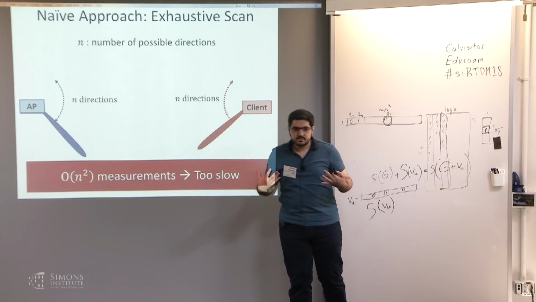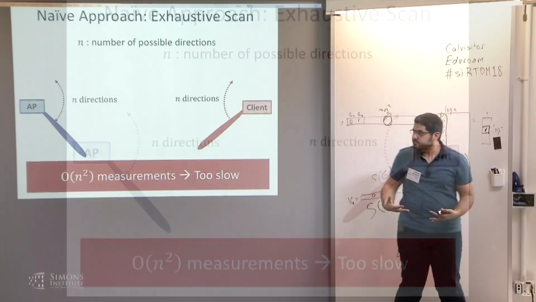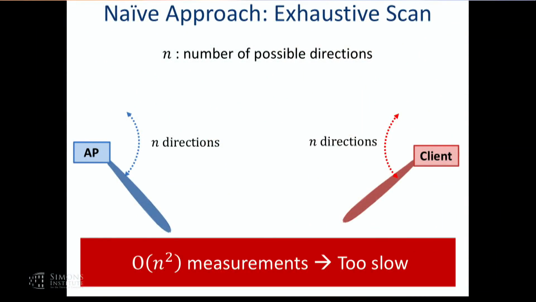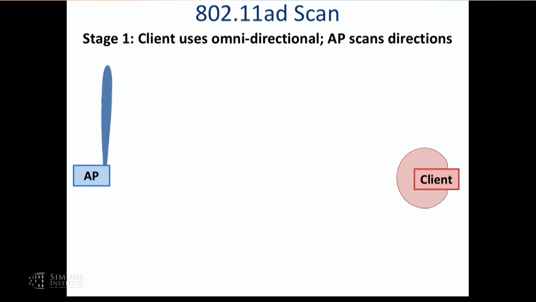So when the people who do the standards started, they decided that this is way too much, so we're going to do something simpler. So the standard for millimeter wave is something called 802.11ad. And the idea they came up with is we're going to do it in two stages. In the first stage, the access point is going to have a very narrow beam, and the client is going to switch to what they call a quasi-omnidirectional beam. So it's almost omnidirectional. And then the AP is going to scan, and the client will then discover the best direction from the AP.